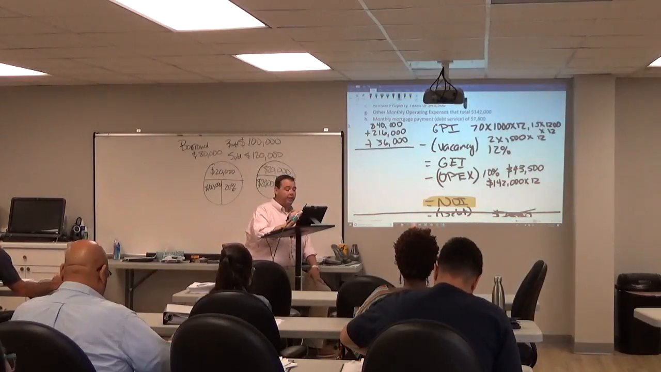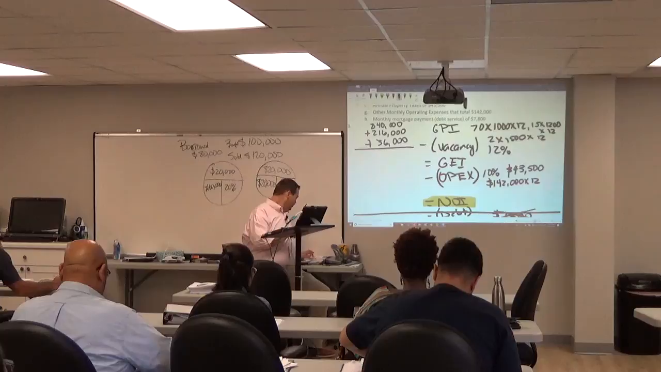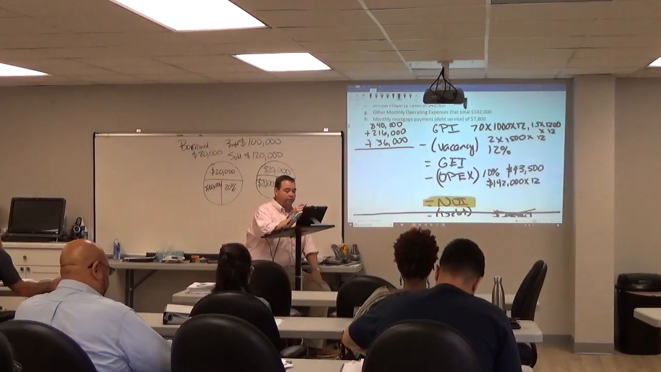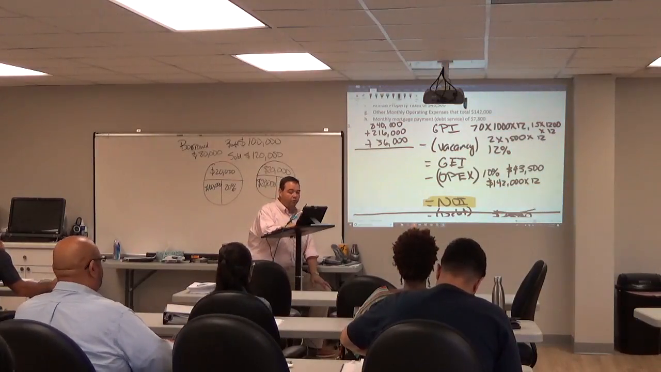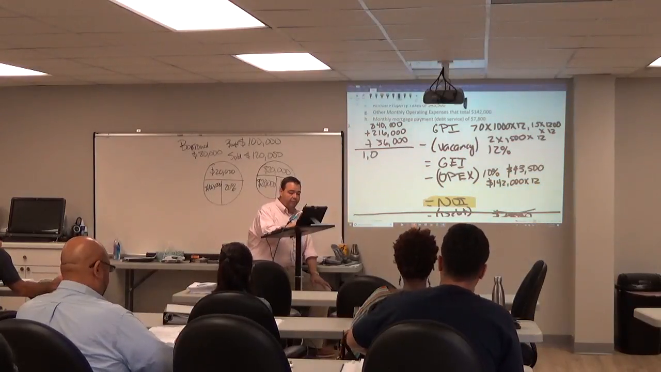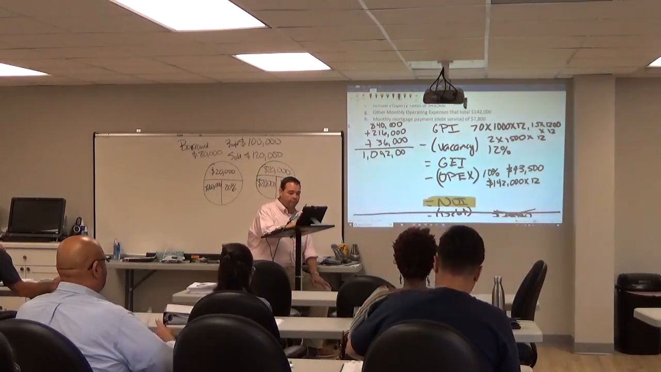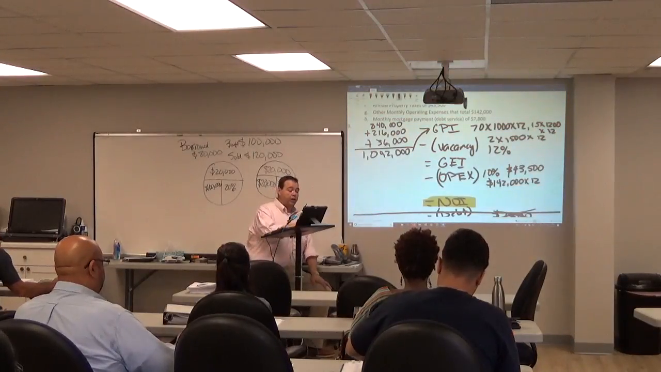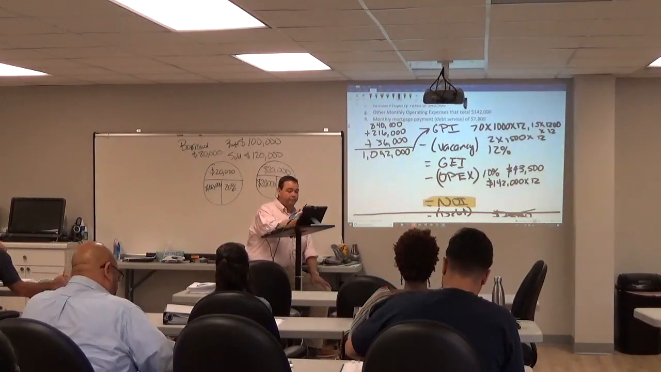So if we add all that together, I come up with $1,092,000 for a gross potential income. We all okay with that? That's my gross potential income. Now I need to subtract my 12% vacancy.